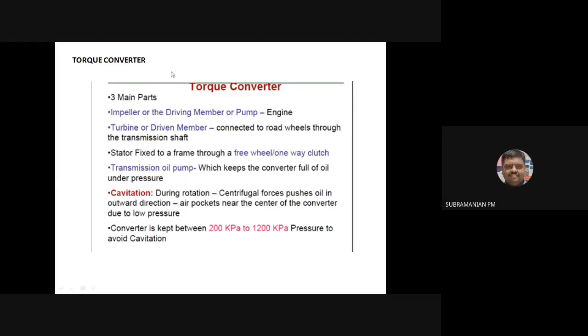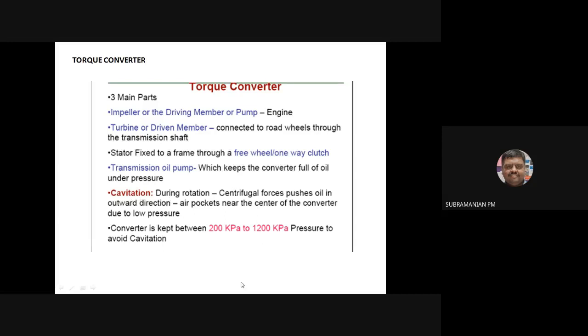So there are three parts. Already I told you impeller, turbine, you have to present like this, okay? Stator, how am I fixing the stator? Stator is fixed to a frame, which can be termed as a casing also, through a one-way clutch. The parts should be kept in oil. I have to keep the torque converter full of oil, so I have to keep my casing with pressurized oil. For that, I'm using what? Transmission oil pump. And there will be a problem related to cavitation.